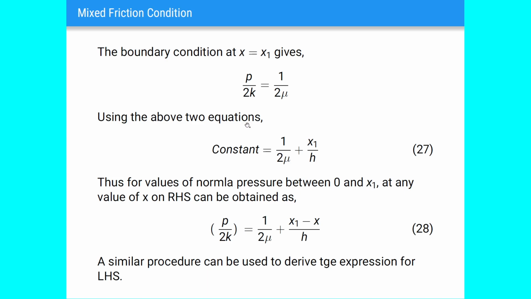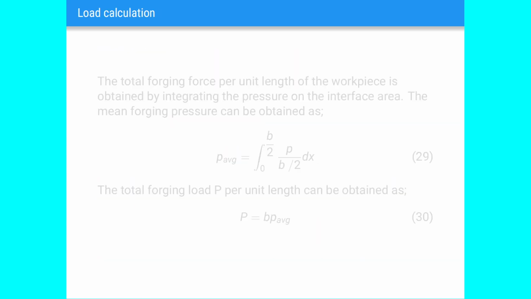Now what is required? Suppose we are interested to calculate the force requirement. In order to calculate the force requirement, once we have got the pressure distribution, we can get the average pressure, and by calculating the average pressure, you can multiply the average pressure by the length of your rectangular block, and you can get the total force requirement in the case of your forging operation.